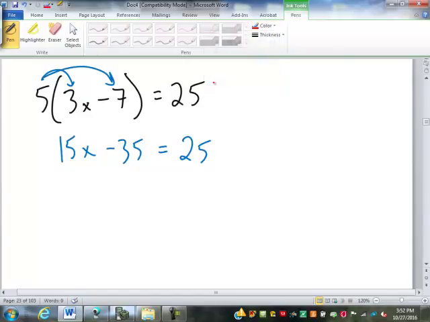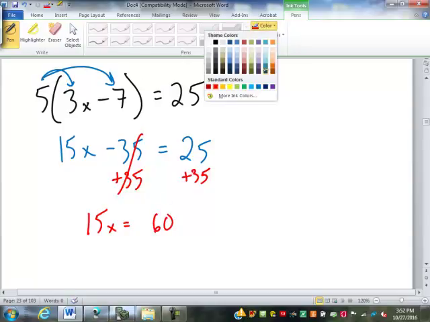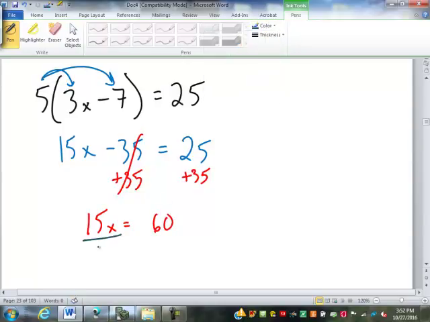25. Now what? We're going to add 35. It's the same as any of the others we've looked at. Add 35, 15x equals 25 plus 35 is 60. And then divide by 15. X equals 4. And as always, we can go back and check it.